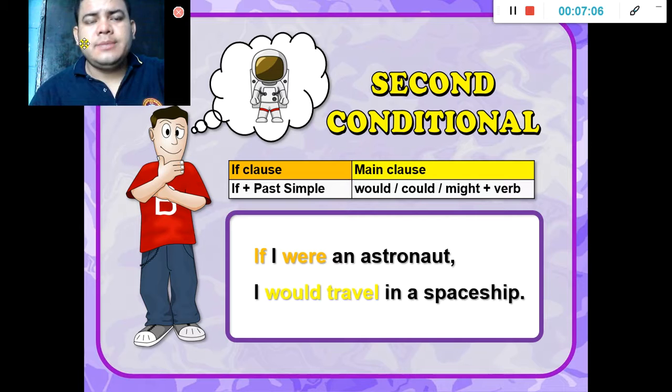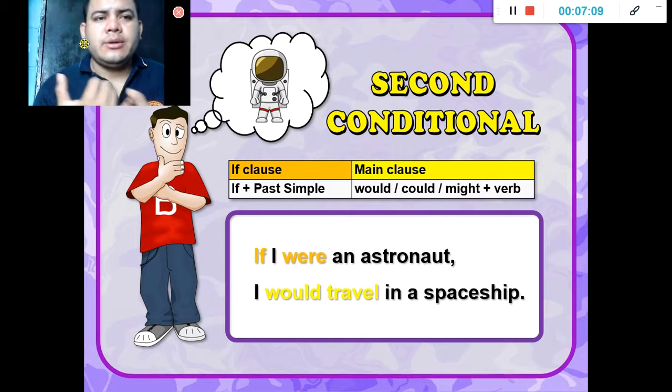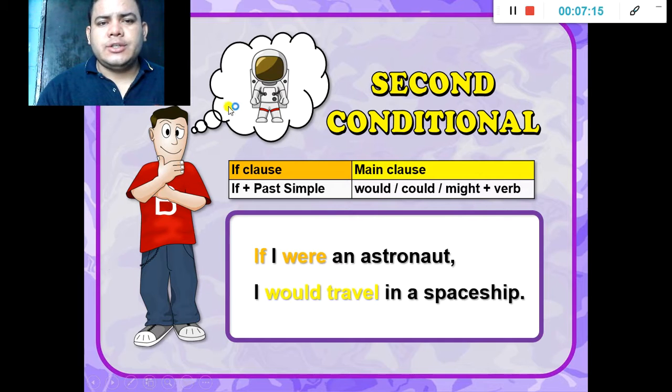And in this part, I don't know if you remember, but in the zero conditional and in the first conditional, the if clause was in simple present. In the zero conditional, we have simple present and simple present. In the first conditional, we have simple present and simple future. But in the second conditional or the unreal conditional, the topic that we are going to study this time, we are going to use simple past here, and we are going to use would, could, or might plus the verb.